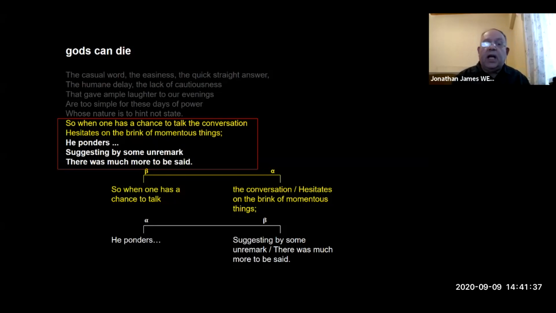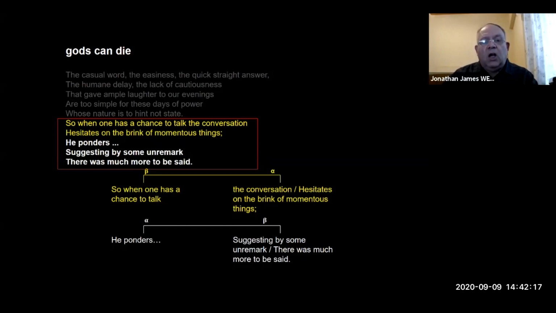So when you read it the first time, what happens? So when one has a chance to talk, the conversation, and then you realize that you have to split the line. What's the next word? Hesitates. It's exactly what you do. In other words, the poet makes you hesitate, makes you pause right here where he's talking about it. And again, where he's saying how his friend is acting like, well, yeah, I can't talk to you, I can't speak to you about things I can't tell.